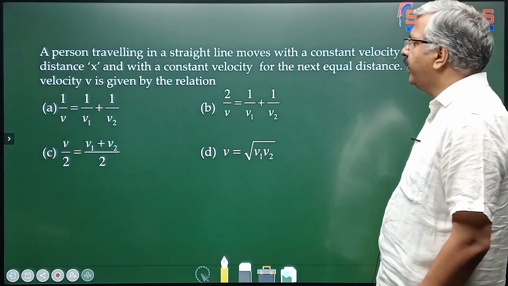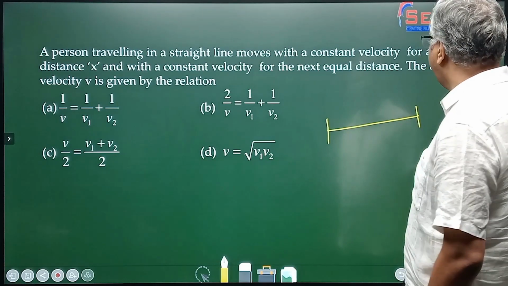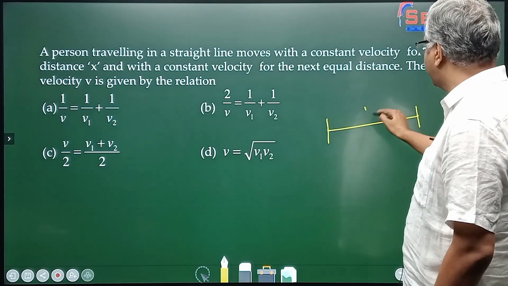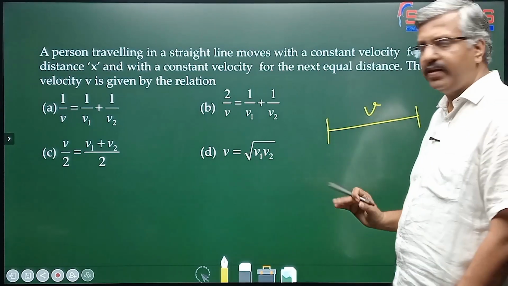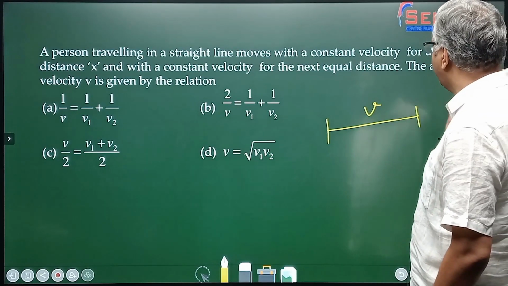A person traveling in a straight line. So the person is traveling in a straight line. He is moving with constant velocity. Constant velocity means the velocity stays the same. From a certain distance x with a constant velocity, then the next equal distance.